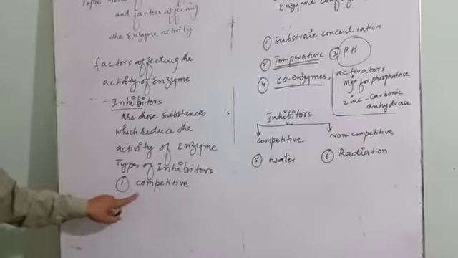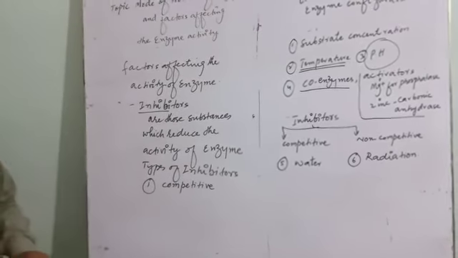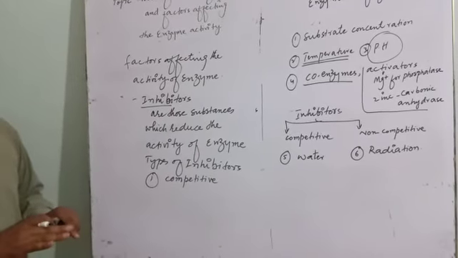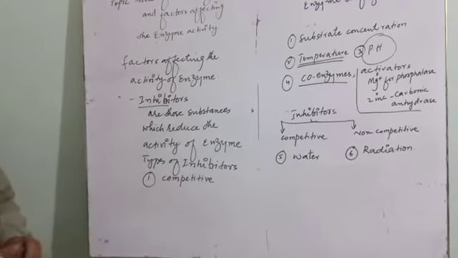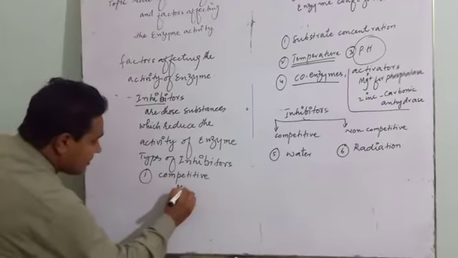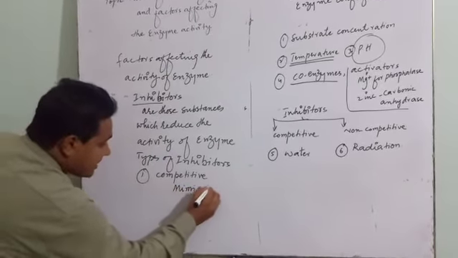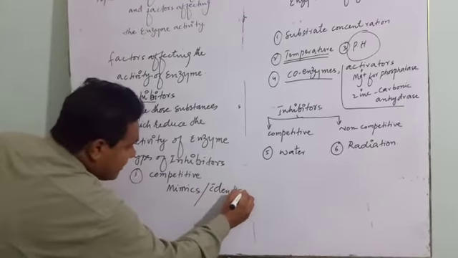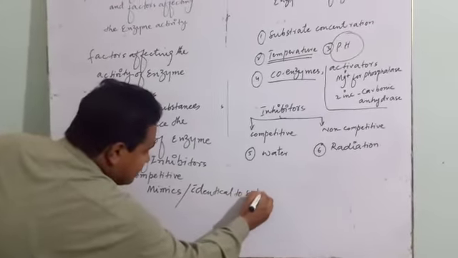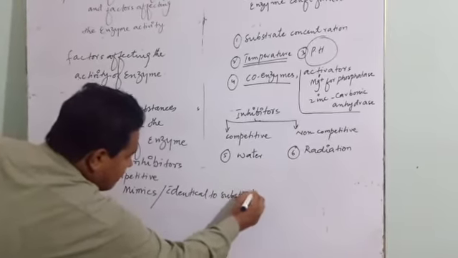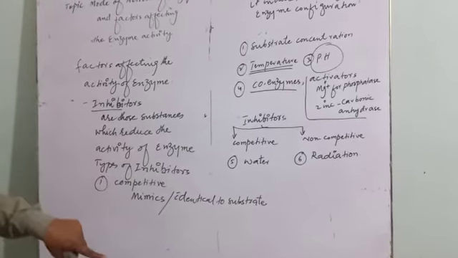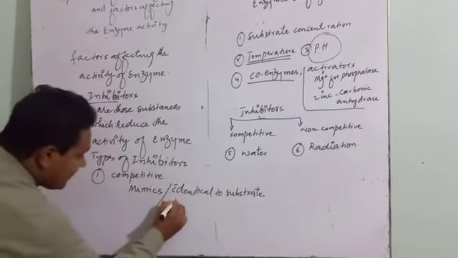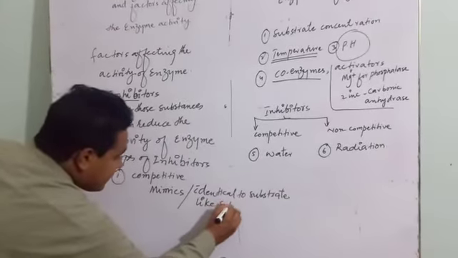These are the mimics of the substrate. They are like the substrate, they are not the substrate. Suppose these are mimics, identical to substrate. These are not substrate but like substrate.